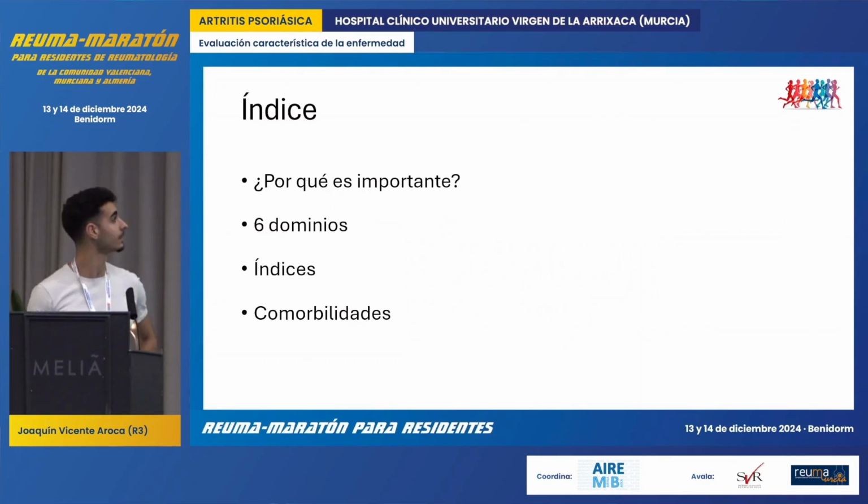Here we're going to cover 4 subtopics. First, why it's important to carry out a characteristic evaluation of the disease. Then we'll go over it again, even though my colleague has already discussed it, in the 2 main domains of psoriatic arthritis. Then a series of indices, which I'll tell you right now, you don't need to memorize them all. There are calculators, apps online, we can find them easily. And finally, I didn't want to end my section without talking about comorbidities in psoriatic arthritis.